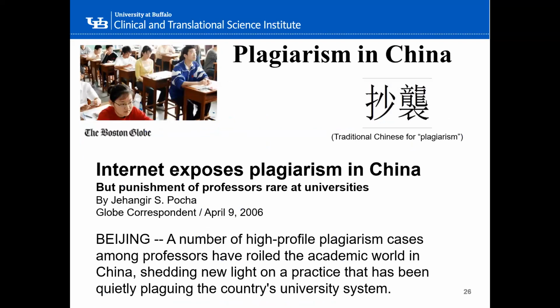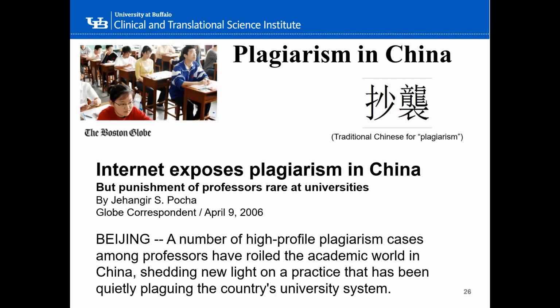Plagiarism is very prevalent in China, and there was a study done several years ago. Here they report a number of high-profile plagiarism cases among professors have roiled the academic world in China, shedding new light on a practice that has been quietly plaguing the country's university system.